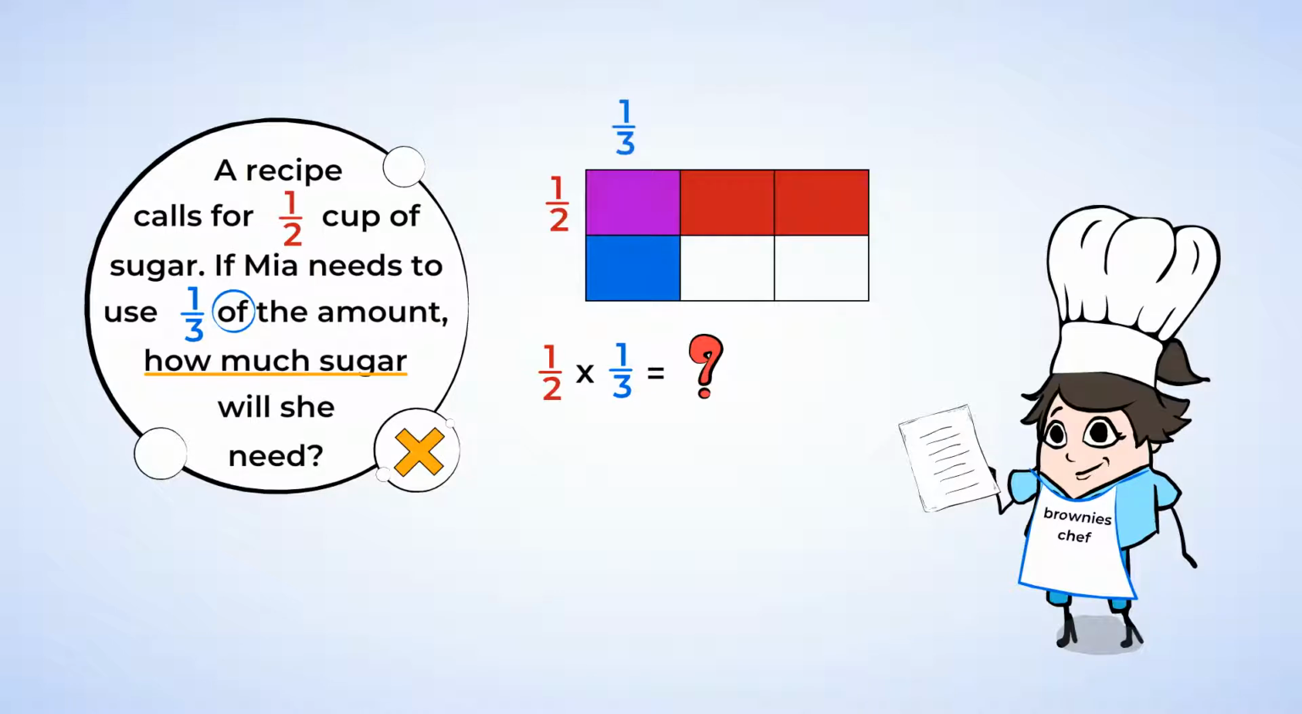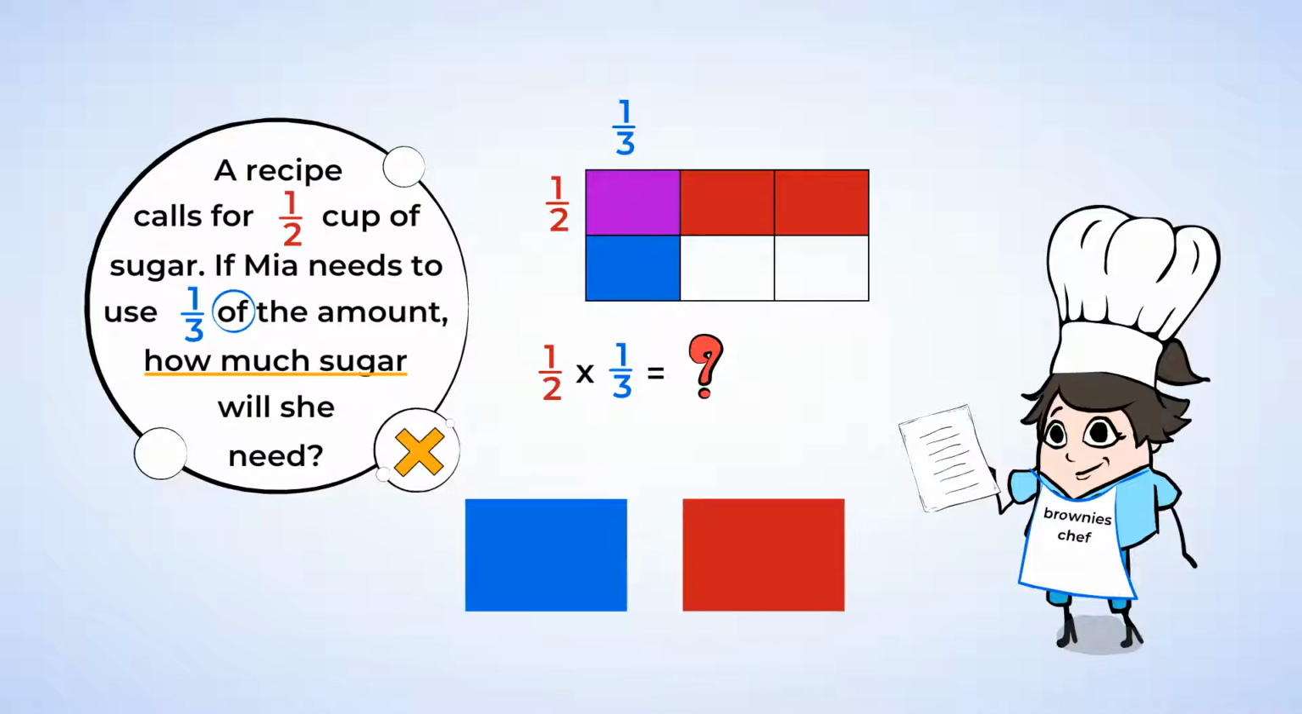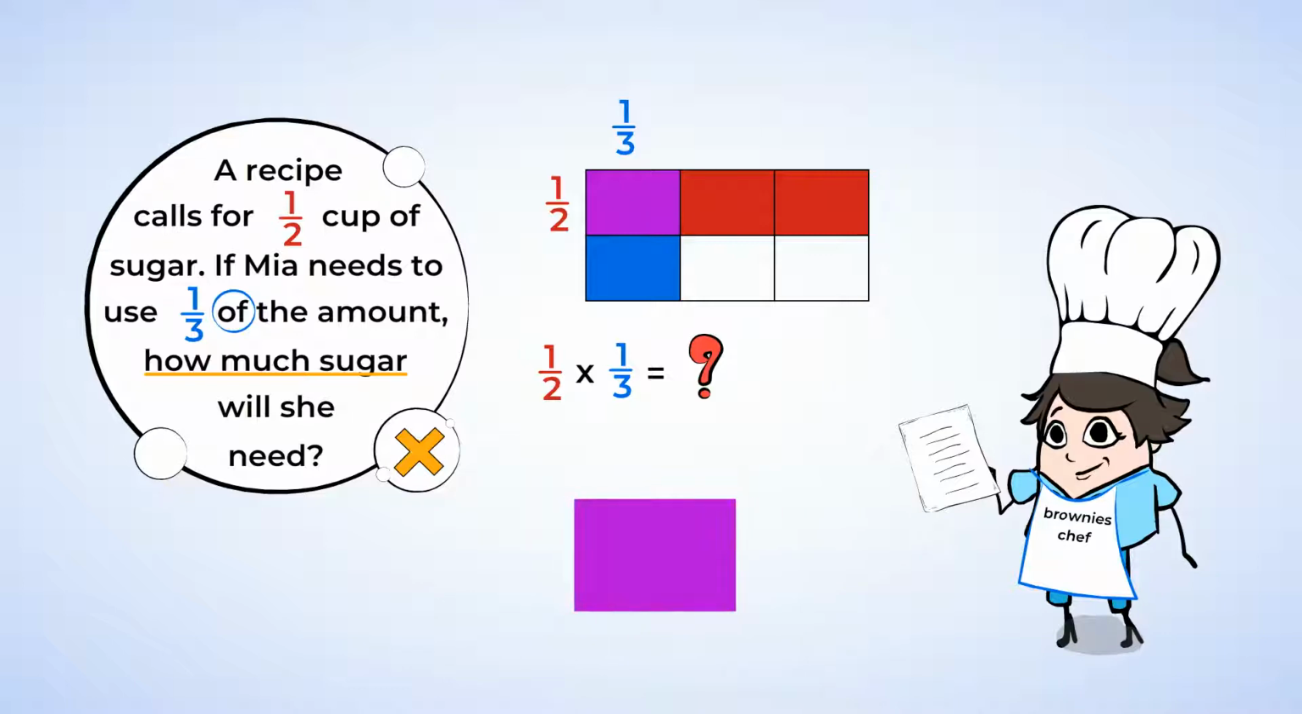And we will now create columns to represent 1/3. And we're going to create 3 equal parts, but only shade in one column. Do you notice how there is one section that's purple? That's because it overlaps both the red 1/2 and the blue 1/3. This represents the numerator of our answer, 1.